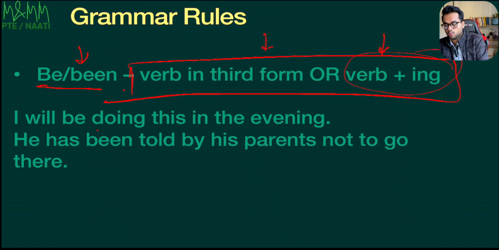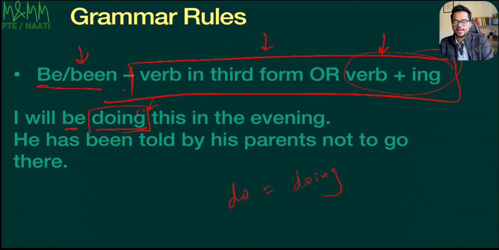So, I will be dash. I have got the word be and there's a blank after that. Like I said, it has to be a verb either in the third form or with an ing at the end. So this time, if you were to say doing, where the verb is do, but you added ing at the end, so it's present continuous. So I will be doing this in the evening. And for a verb in the third form, the example: he has been told by his parents not to go there.